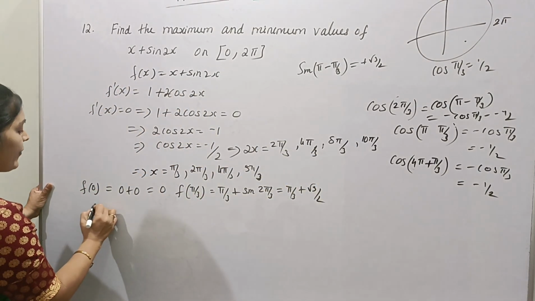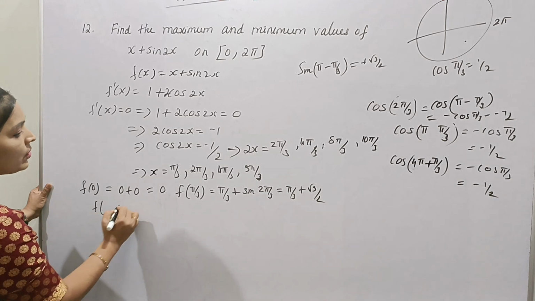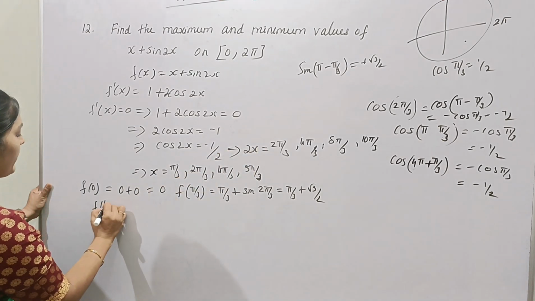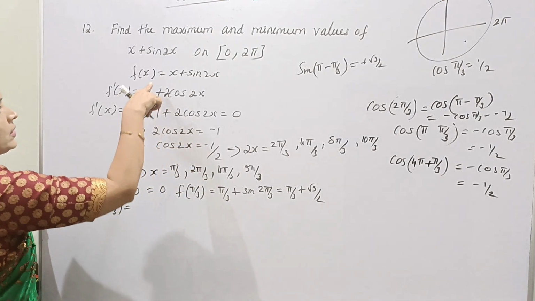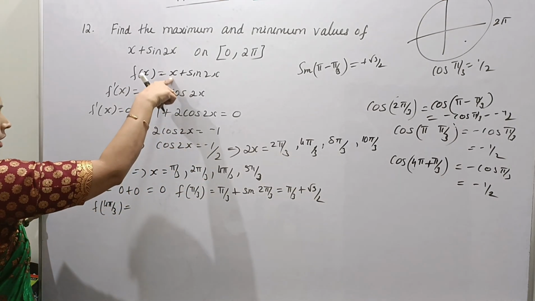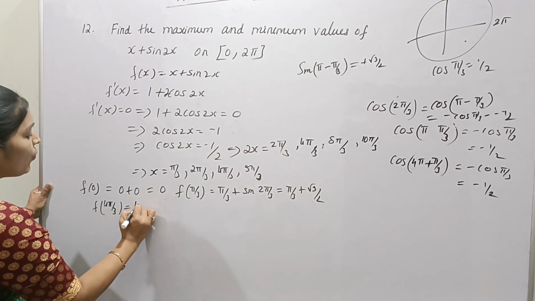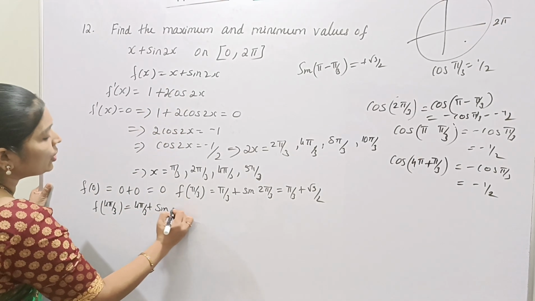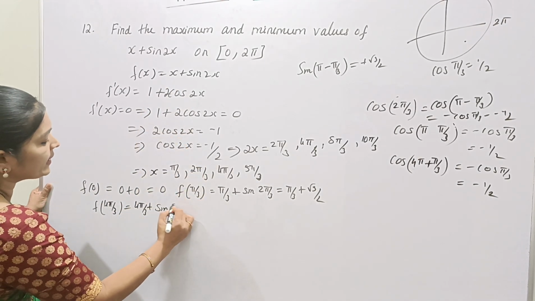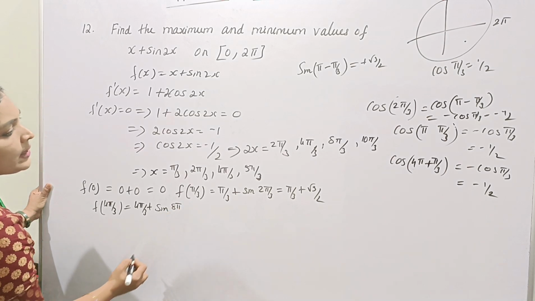Then next, f of the points, 4 pi by 3. Okay, 4 pi by 3, substitute x is equal to 4 pi by 3 in f of x. So 4 pi by 3 plus sine of 2 into 4 pi by 3, that is 8 pi by 3.